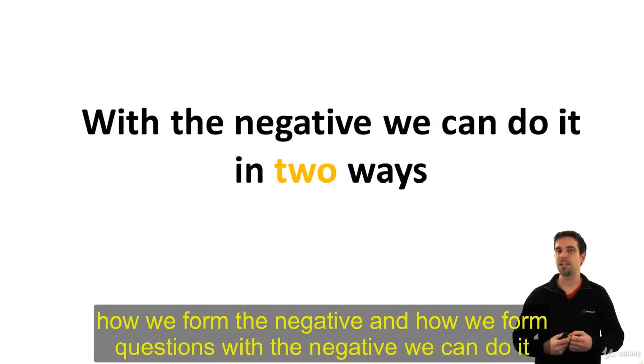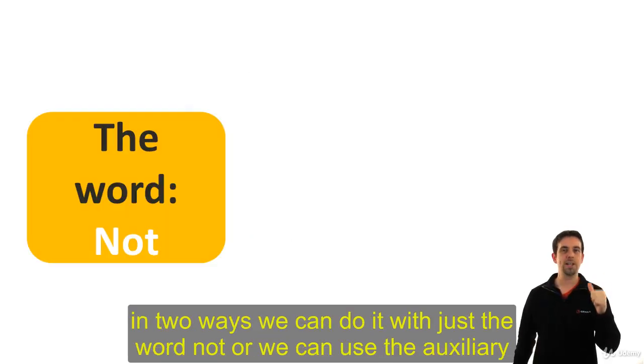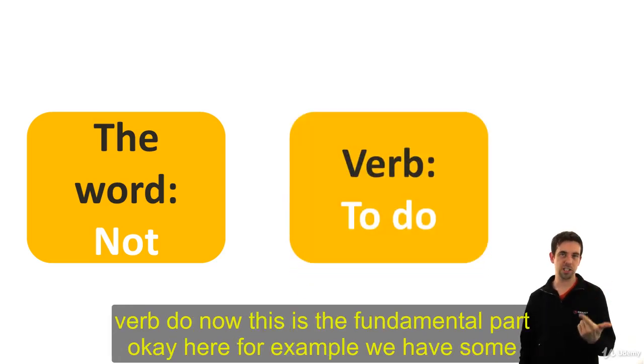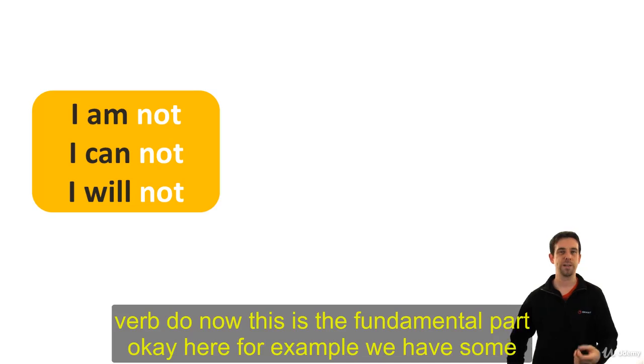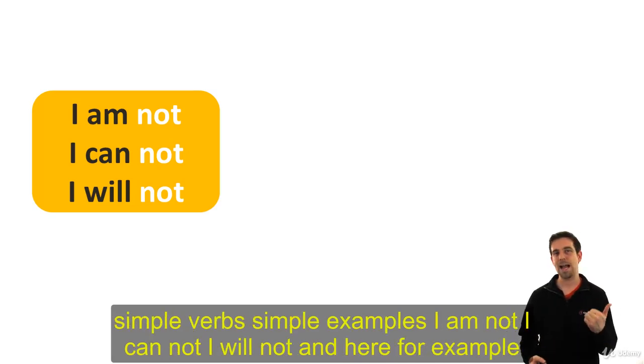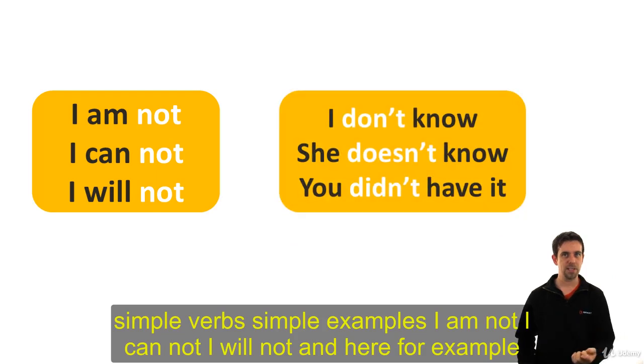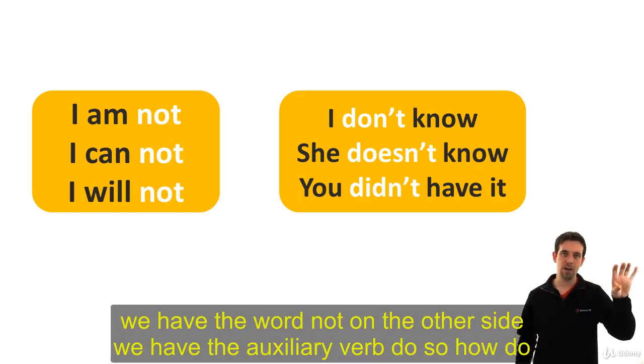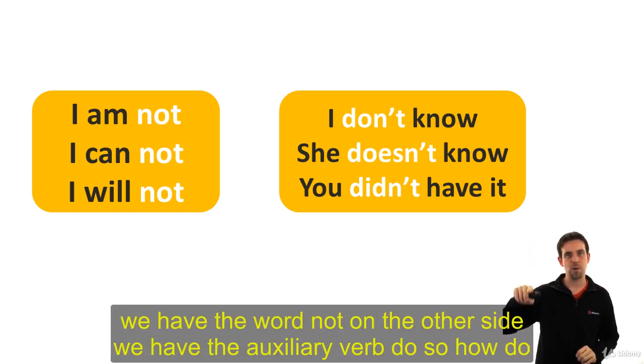With the negative, we can do it in two ways. We can do it with just the word not, or we can use the auxiliary verb do. Now, this is the fundamental part, okay? Here, for example, we have some simple examples. I am not. I can not. I will not. And here, for example, we have I don't know, she doesn't know, you didn't have it, right? So on one side, we have the word not. On the other side, we have the auxiliary verb do.